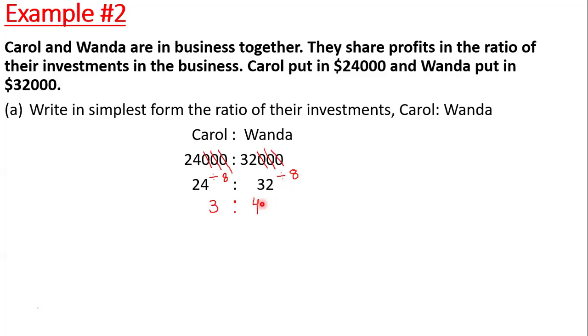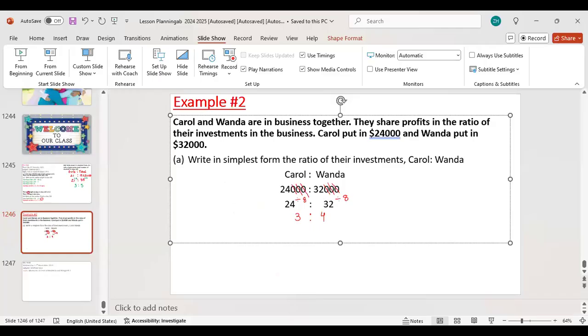Let's go on to the next part of the question. Does that make sense to you all before I move on to this next part? Yeah. Okay, good. All right, so the next part, part B, says that they want us to determine Carol's share.